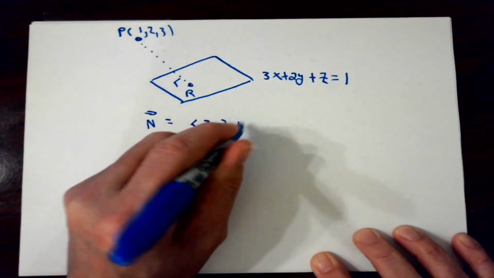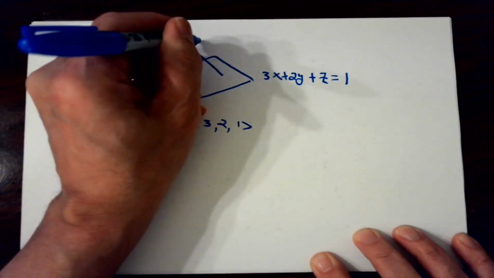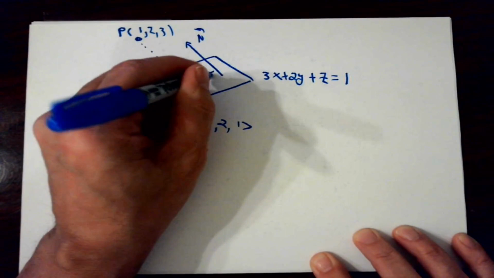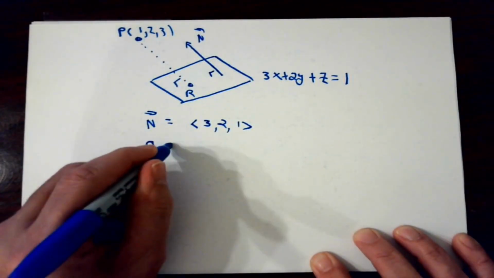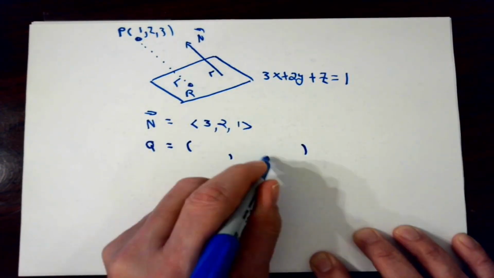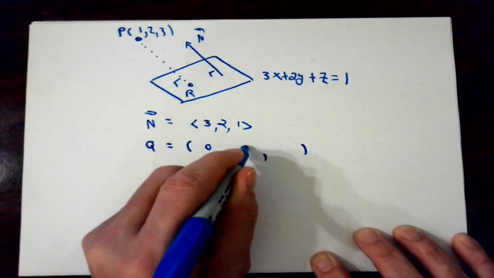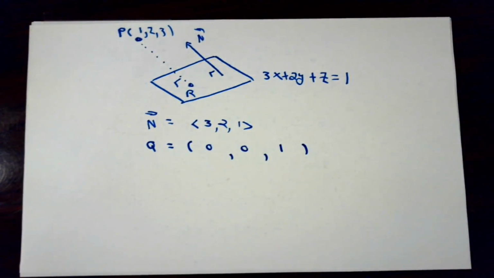I get the n vector by looking at the coefficients of the x, the y, and the z in the equation of the plane. I'll also need a point of the plane, which I'm going to call Q. I just need 3 numbers, x, y, and z, that make the equation for the plane true. And being as lazy as humanly possible, I'll let x and y both be 0 and z equal 1.